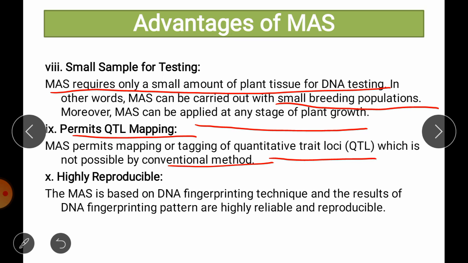The next one, highly reproducible. Marker assisted selection is based on DNA fingerprinting technique, and the DNA fingerprinting patterns are highly reliable and reproducible. Therefore, you can produce it again and again.